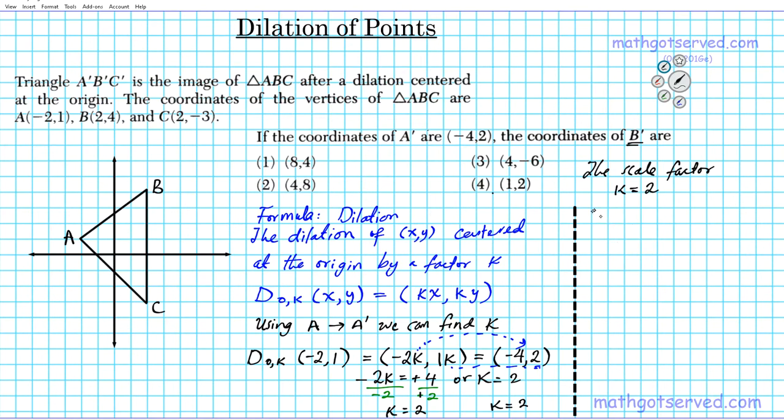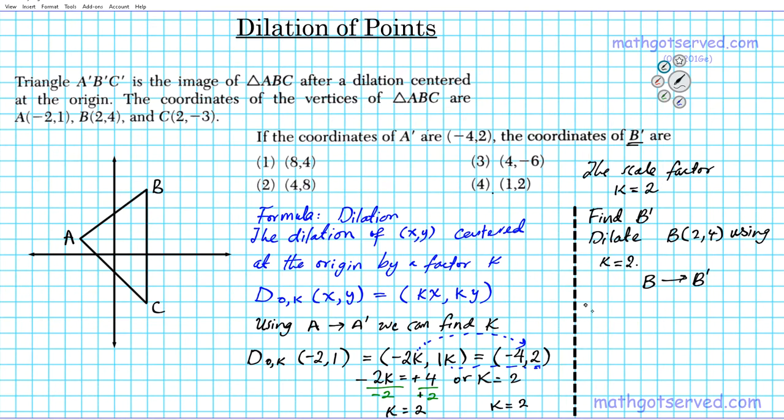Now the question is to find b prime. To find the point b prime, what are we going to do? We're going to dilate the original point, which is 2, 4. This is point B. We're going to dilate point B, which is 2, 4, using the scale factor k, which is 2. It's like a doubling scale factor. It doubles the coordinates. That will map us from B to B prime.